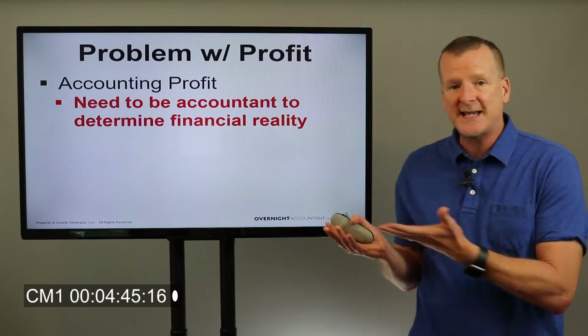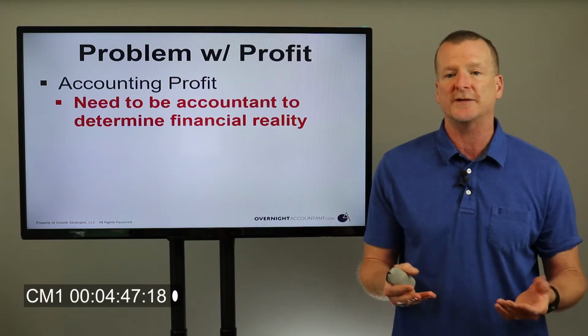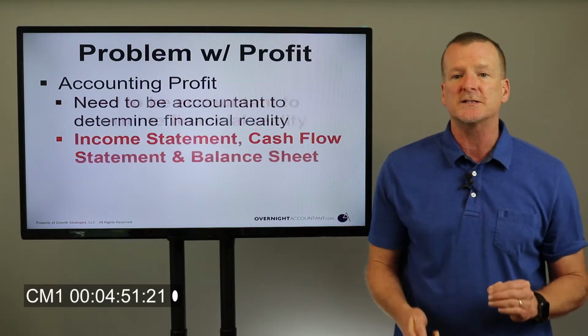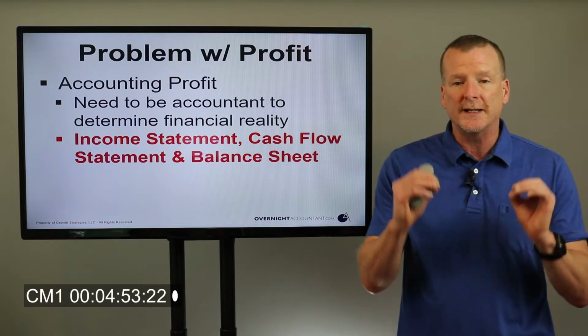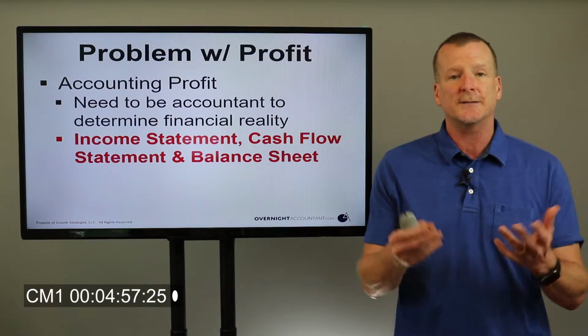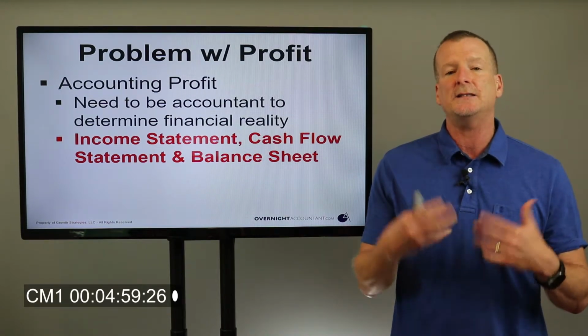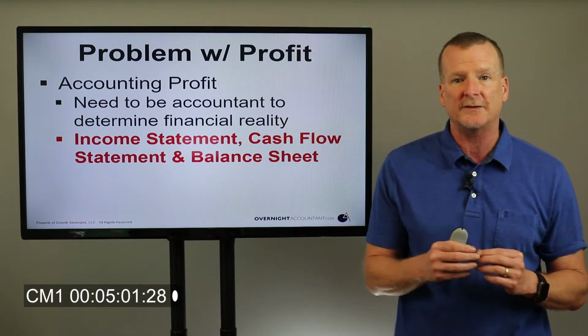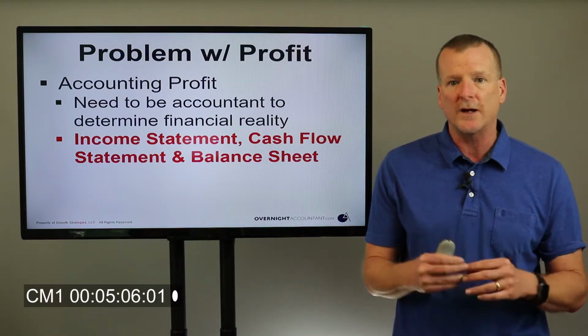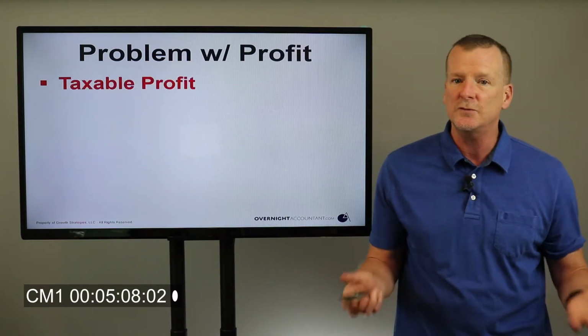But in order to understand accounting profit, to calculate accounting profit, and to see how a business is doing, the financial reality facing a business, you need to be able to interpret and apply 3 different statements. You need to be able to understand the income statement, the cash flow statement, and the balance sheet. You got to blend all those together in order to get a really good picture of the financial health of a business. And most of us just can't do that.